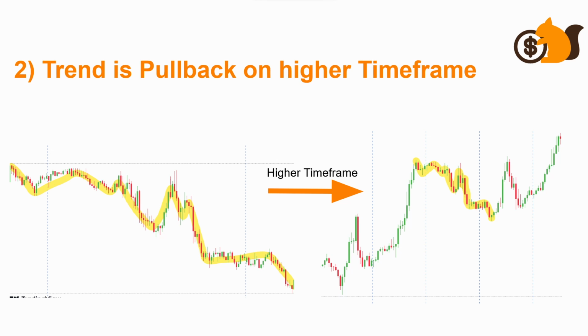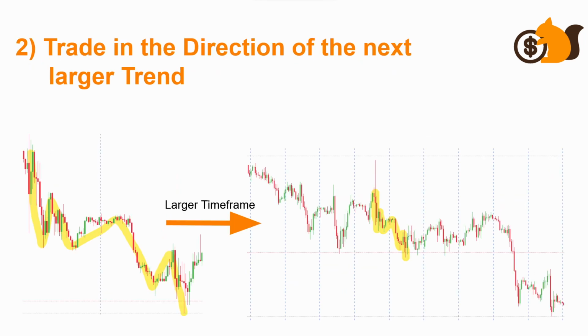Say you wanted to trade the bearish trend on the left. If you go on a higher time frame or zoom out a bit, you will see that the bearish trend is just a pullback in a larger bullish trend. Therefore, you can't expect the bearish trend to continue for a long time. It's much more reasonable to trade a trend that aligns with the bigger trend above.